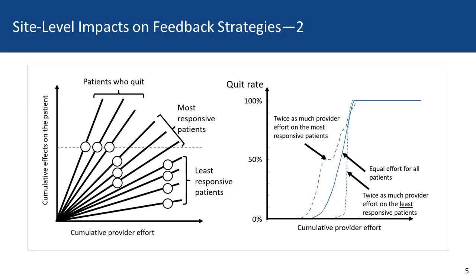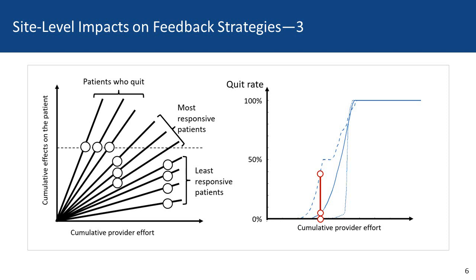And this, which we've seen before, is where we have the alternate strategy where the least responsive patients get twice as much provider effort as the most responsive patients. And at the site level, shown on the right, the curve showing the quit rate is much lower. But at the same time, we see on the left side that the least responsive patients have cumulative effects that will be helpful for future interventions.